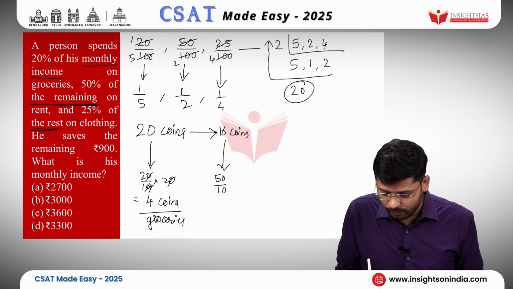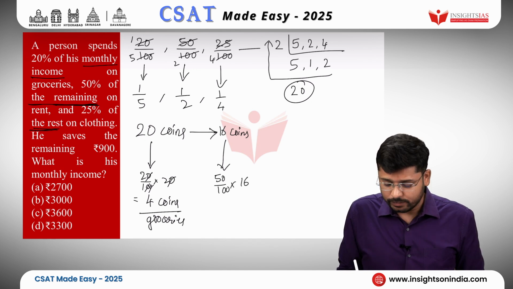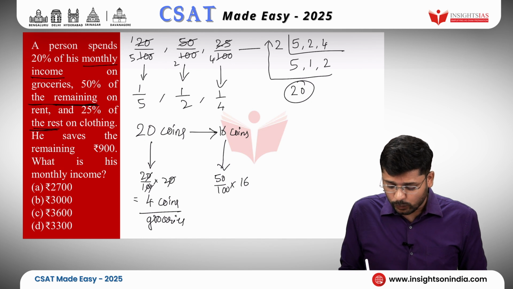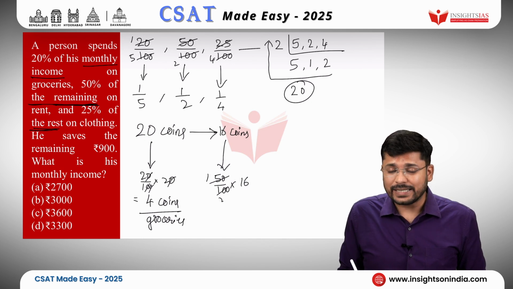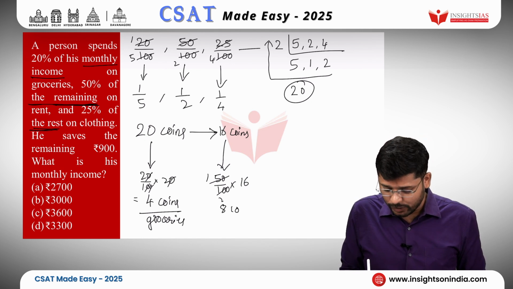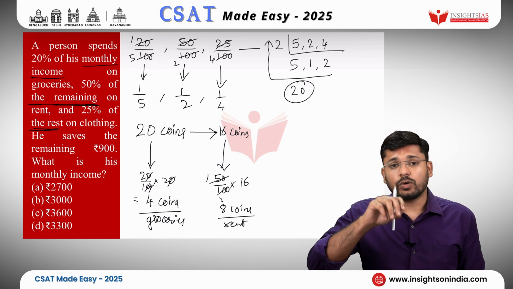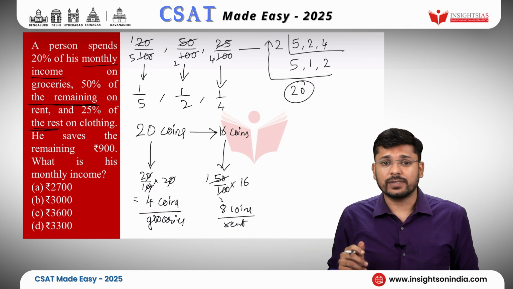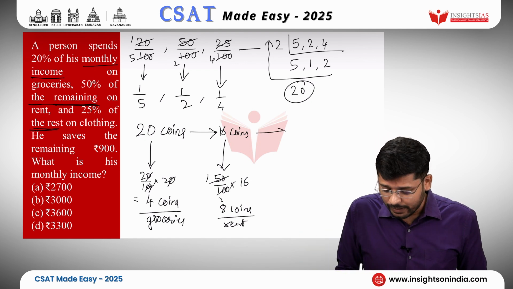50% of 16 coins. 50 divides 100, right? So it is 16 by 2, so that is 8 coins. 8 coins he is spending on rent. Out of 16 coins, if he spends 8 coins, he remains with how many? He remains with 8 more coins.